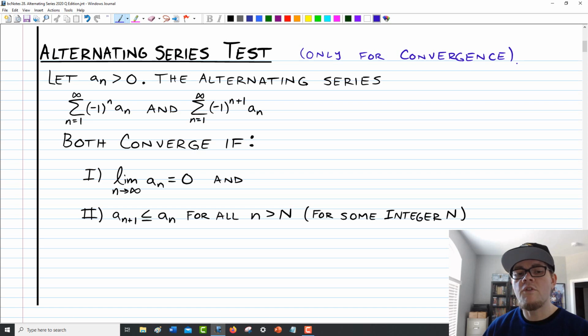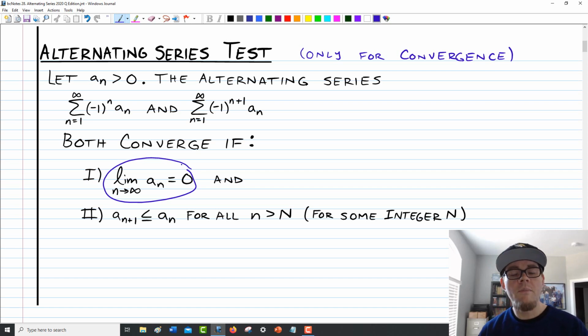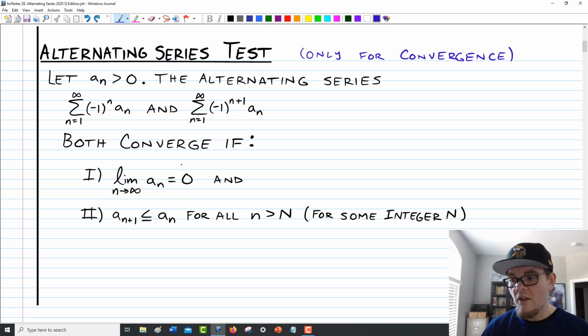So both will converge if two things are true. First, if the terms' magnitudes, since that's really what a sub n is, you're dropping the plus or minus sign, if those terms' magnitudes go to 0. So first and foremost, the terms have to decrease at least as they go to infinity all the way down to 0. So that's the first requirement. Our terms have to get smaller. So it seems like a fair thing. It doesn't necessarily surprise because other things require it too.